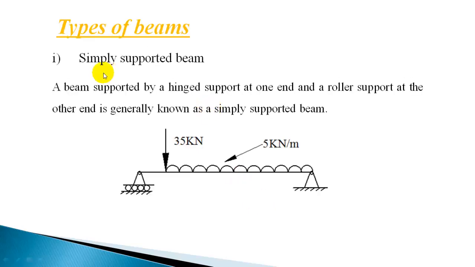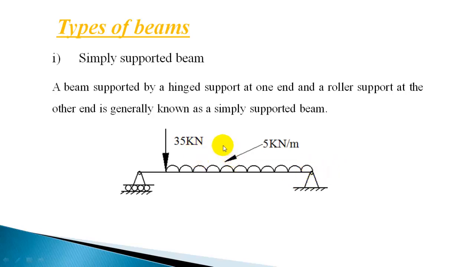First, let us discuss a simply supported beam. So a beam supported by a hinged support at one end and a roller support at the other end can be considered as a simply supported beam. Now, different types of loads may act on the beam. So it's supported by a hinged support at one end and a roller support at the other end. And the hinge will prevent this lateral movement.